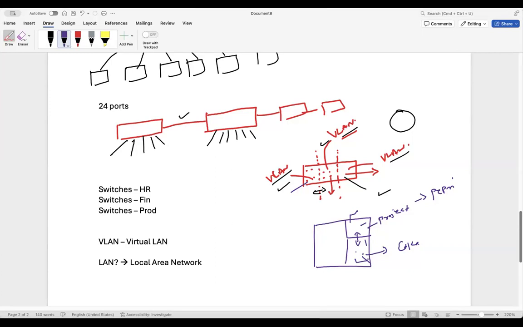Does it make sense? Yes, it does. To avoid conflict of interest, or Chinese walls. Exactly, exactly. I get it.